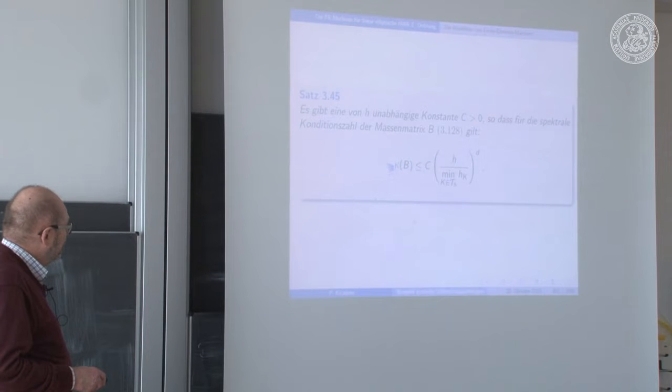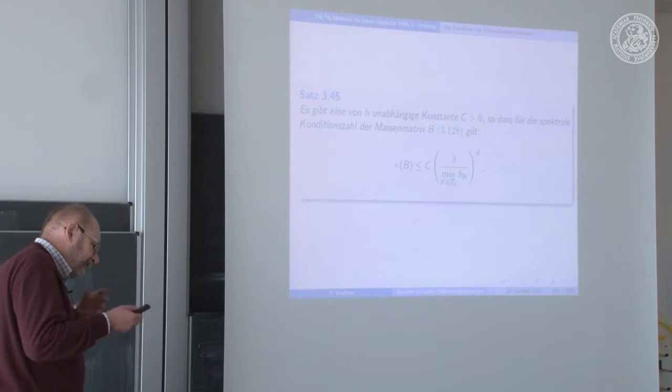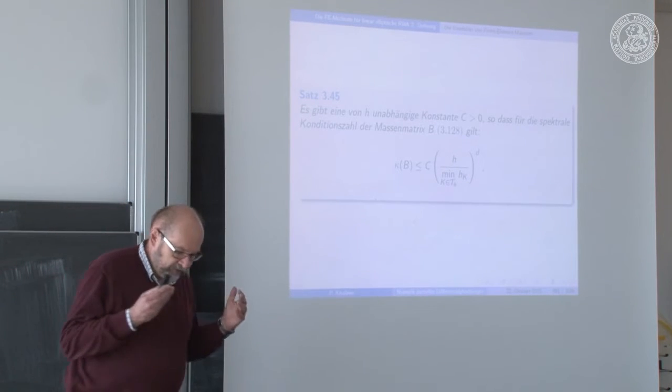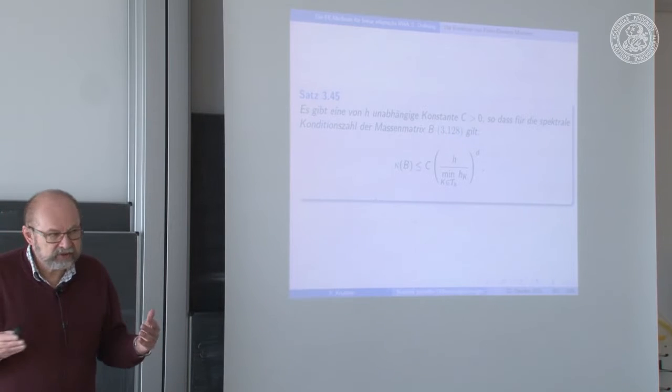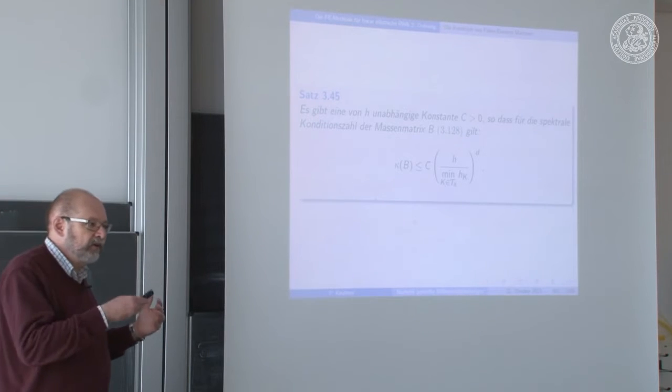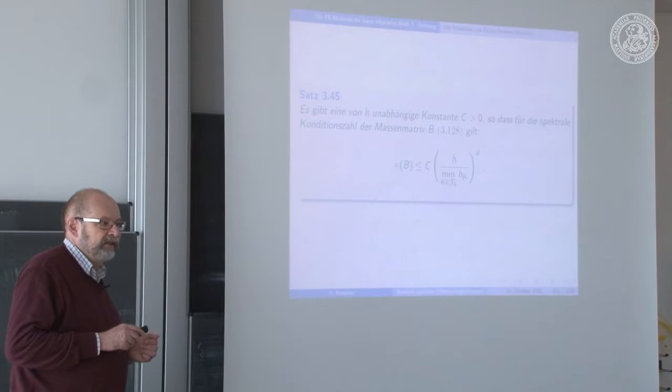And here the result is totally different. Namely, it says we can bound the condition number by a constant times h over the minimum over the h_k, to the power t. That might be something which grows for families of triangulations which are very highly refined and locally refined in their process.